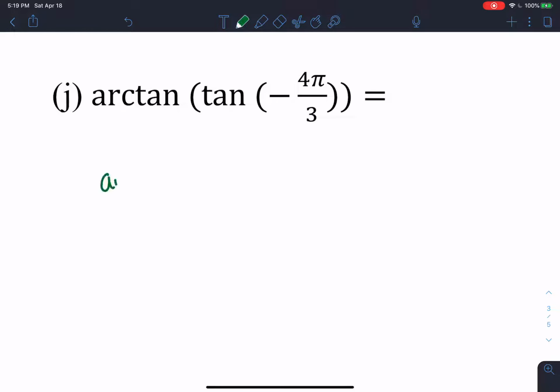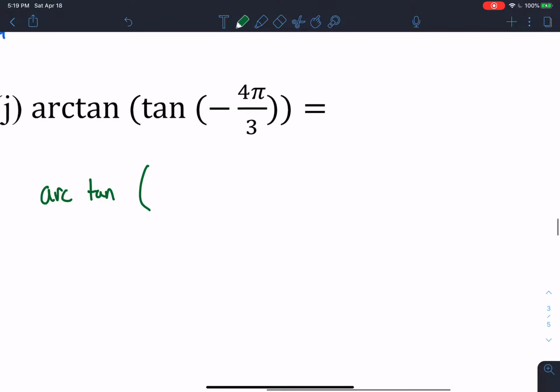Okay, and then you got arctan of tangent of -4 pi over 3. Okay, now what is the coordinate there? That coordinate is going to be -1/2 and then √3 over 2. So if I do the y term divided by the x term, that's going to be -√3.